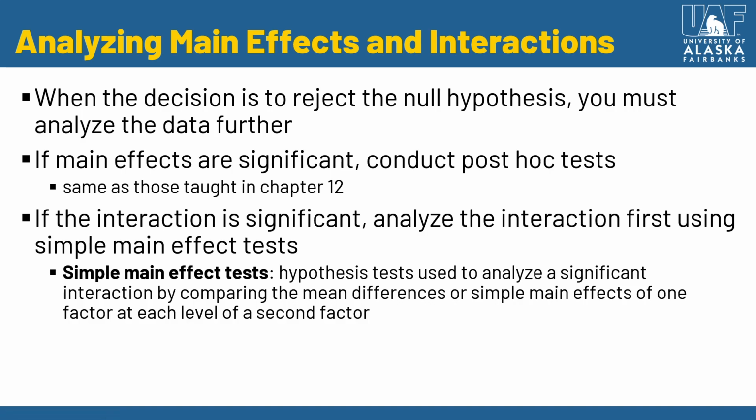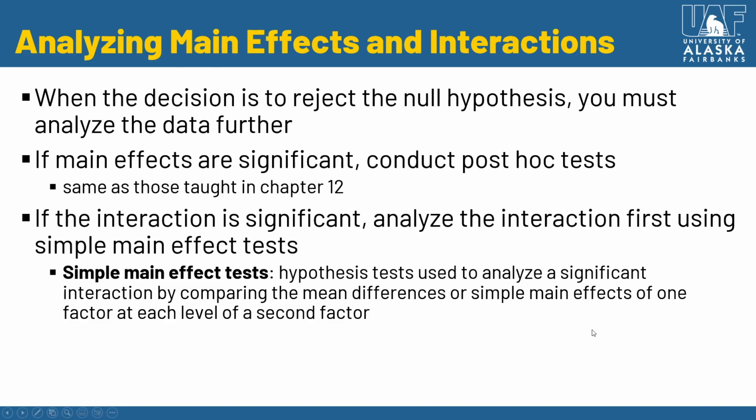And then if the interaction is significant, we will first use simple main effect tests. Basically, we're looking at the interaction by comparing the mean differences, or simple main effects, of one factor at each level of the second factor. So it's kind of like an ANOVA of ANOVAs almost.